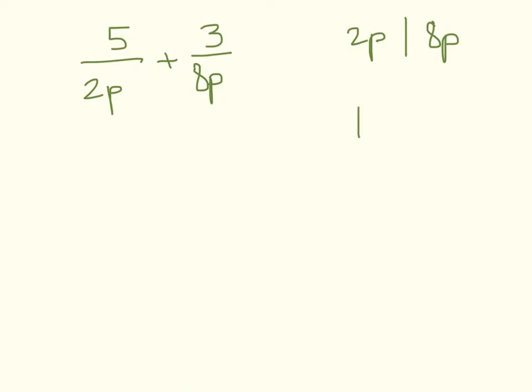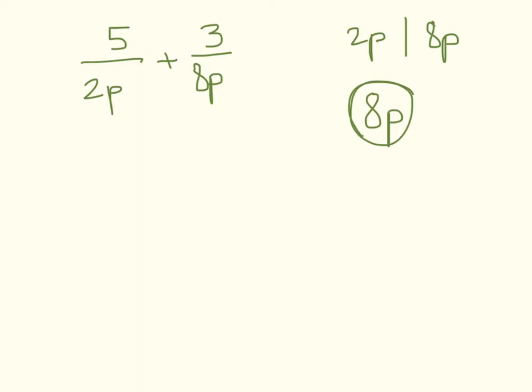Well, they can both become a 16. Excuse me, that is so incorrect. They can both become an 8. You want the smallest number that they both can become. They can both become an 8. And then you look between a p and a p and you want the biggest one. Well, p to the 1, p to the 1, the biggest one is p to the 1. So in this particular case, my LCD is 8p.